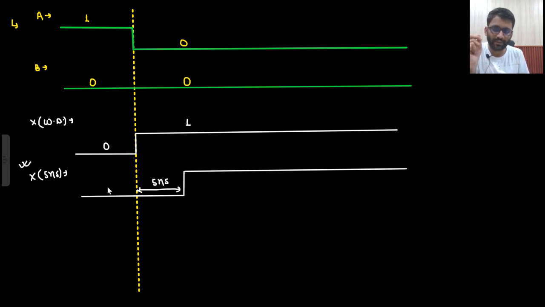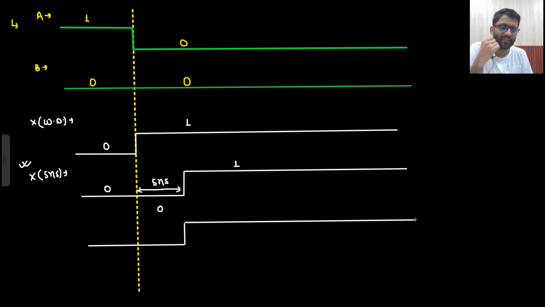This is 0. Here also it is 0, and then it is becoming 1. So till 5 nanoseconds it will give me 0 only. So 0 XOR 0 is 0, and then 0 XOR 1 will be 1. This is my Y. And this window is 5 nanoseconds. This is my Y without delay.